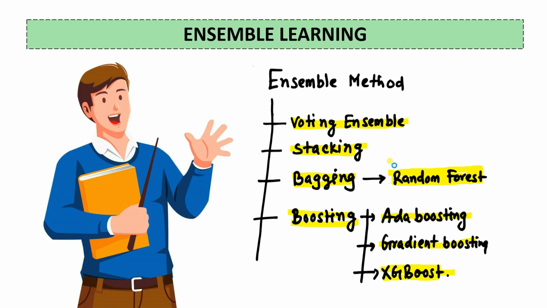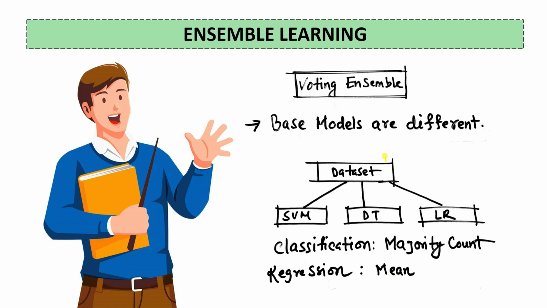So our first type is called the voting ensemble. So what is actually happening in the voting ensemble? Voting ensemble is the same as the first example, where we defined the ensemble technique. In this case, the base models are different.